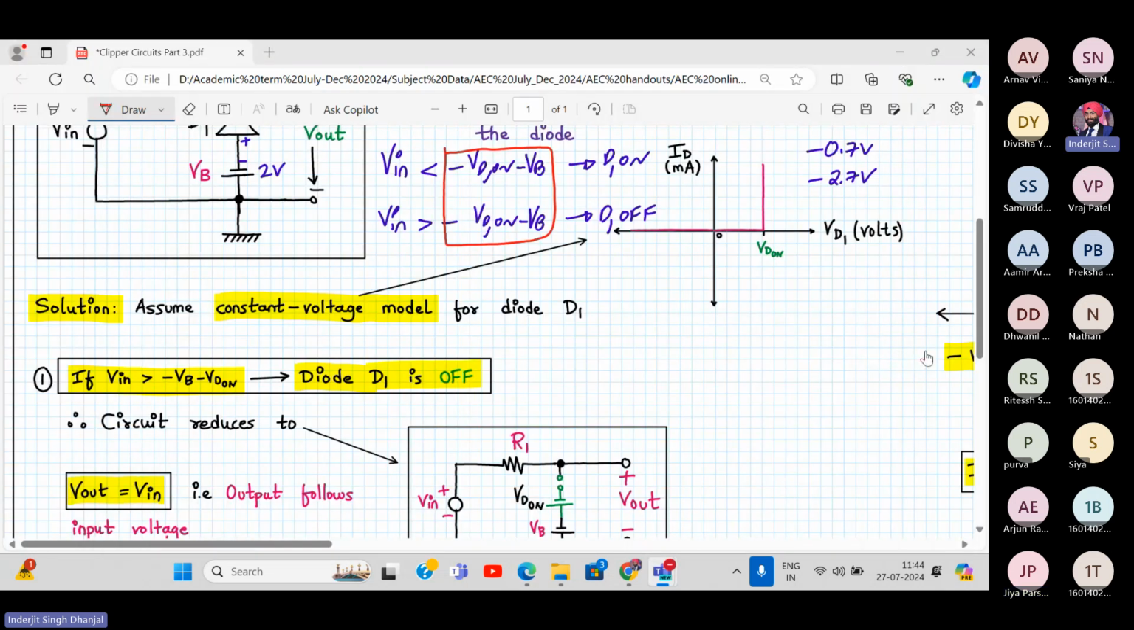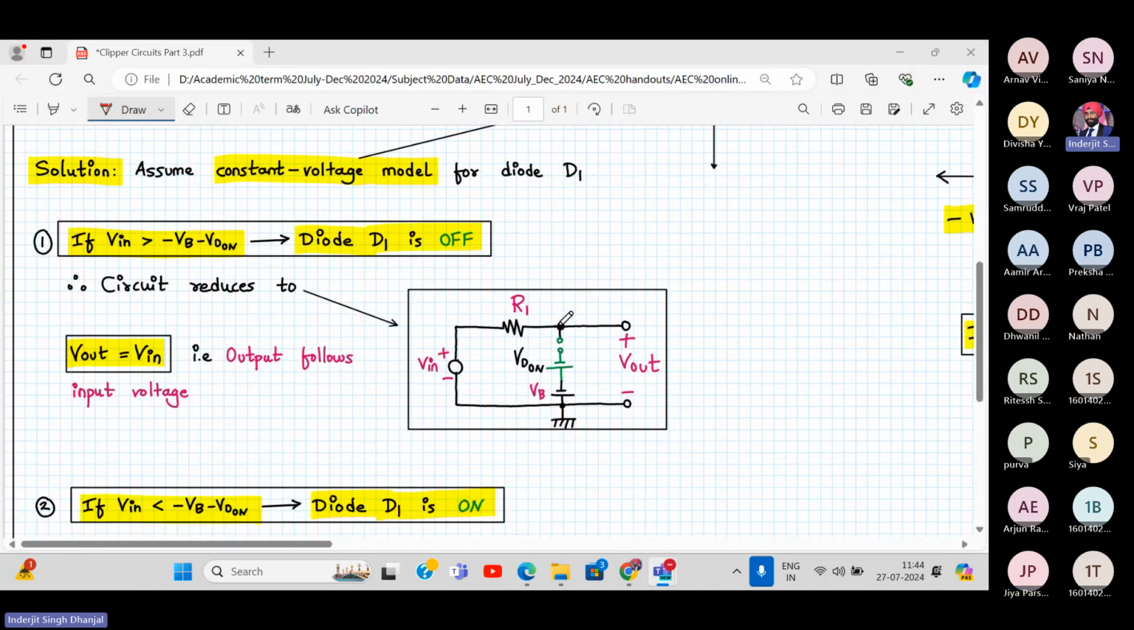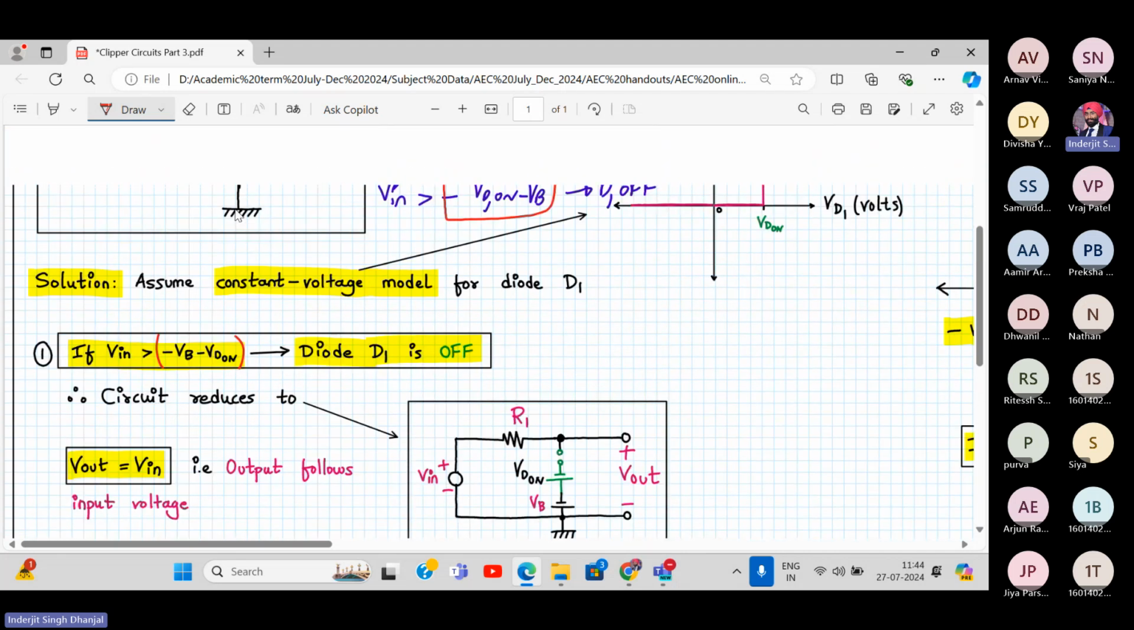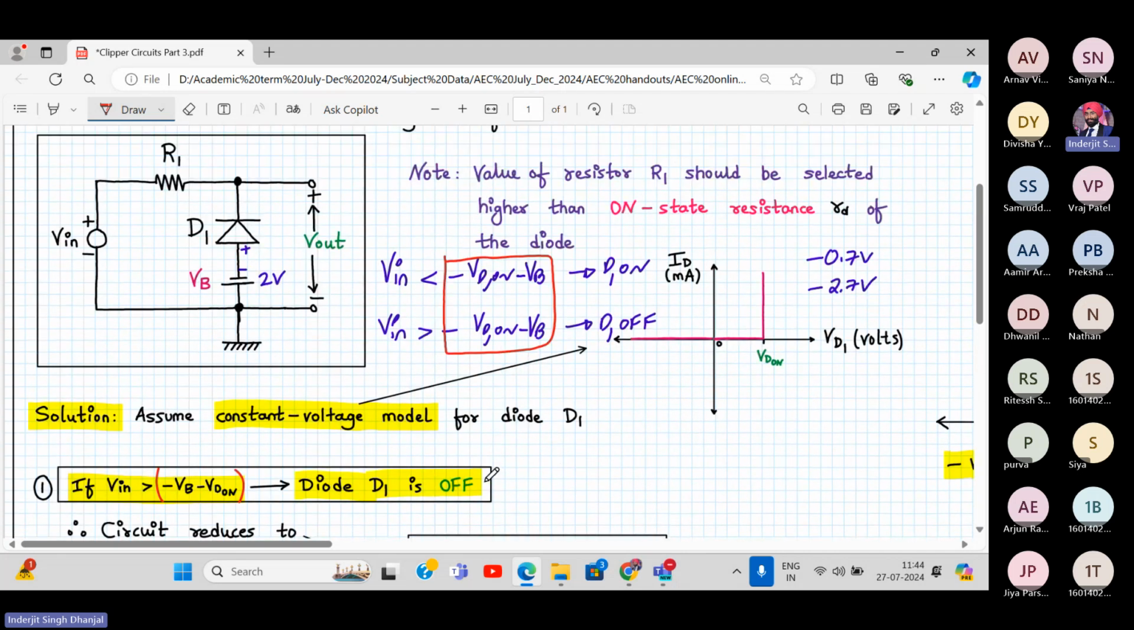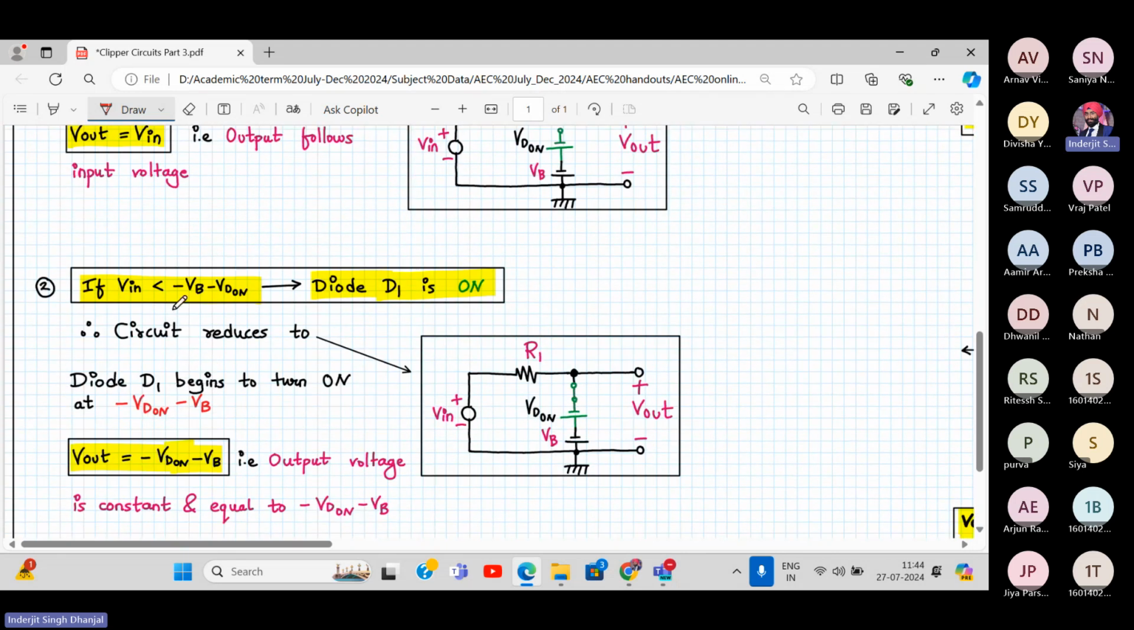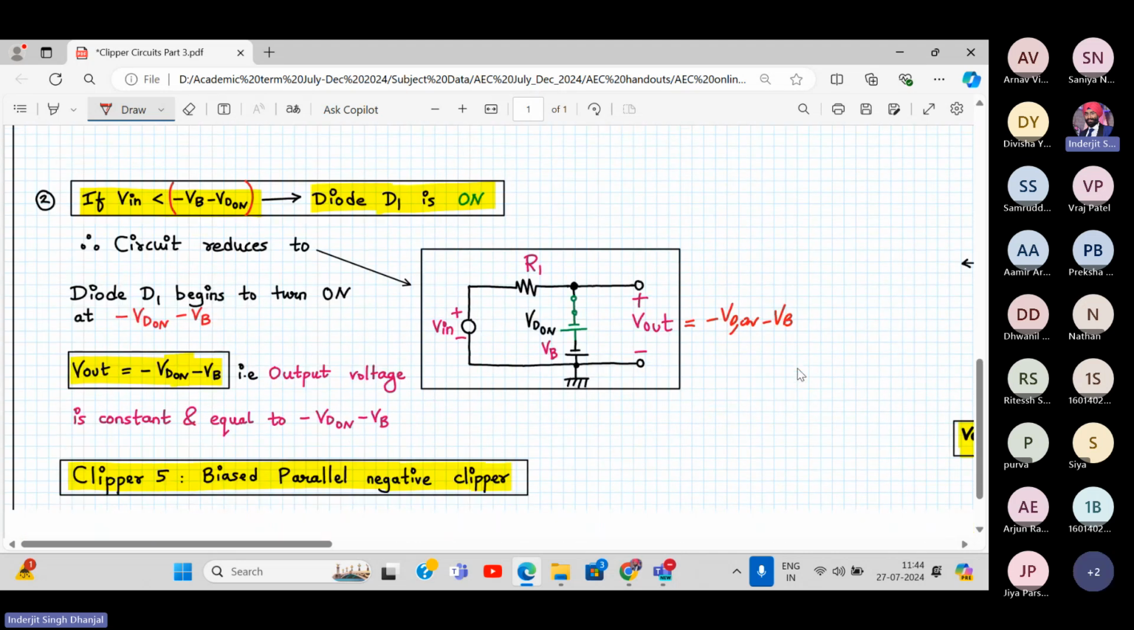Okay, sorry for the interruption. Yeah, so here there are two levels. This is my Vin greater than minus VB minus VD on. Now I don't have to explain why it is off. If it is off, the output will be equal to the input. If it is on, that is Vin is less than this level, which we have written over here, minus VB minus VD on, my output will be equal to what? Minus VD on minus VB. I hope you have understood this.